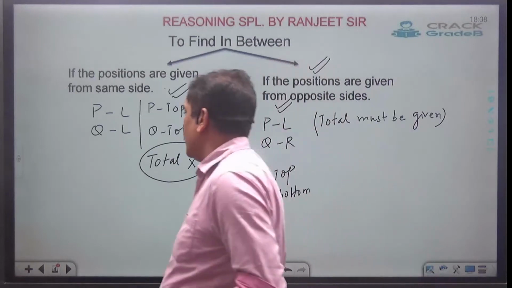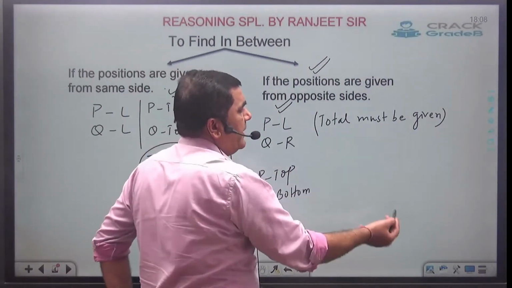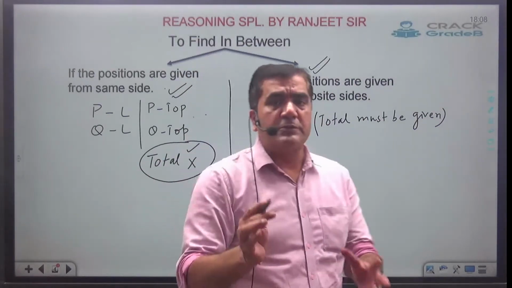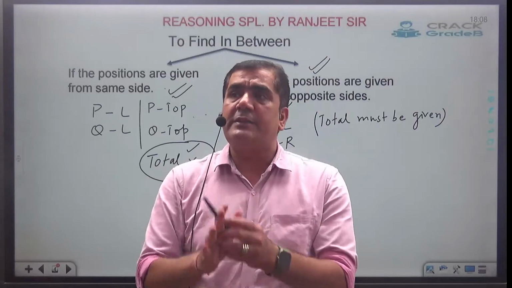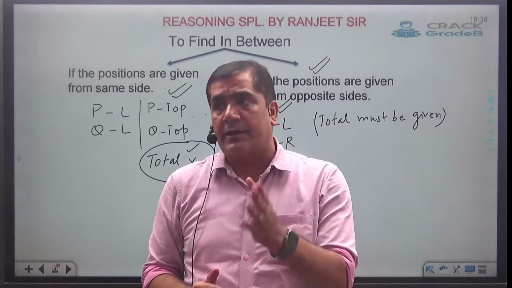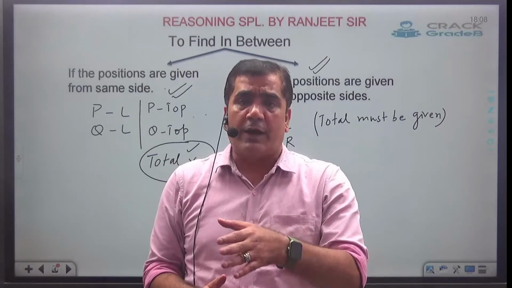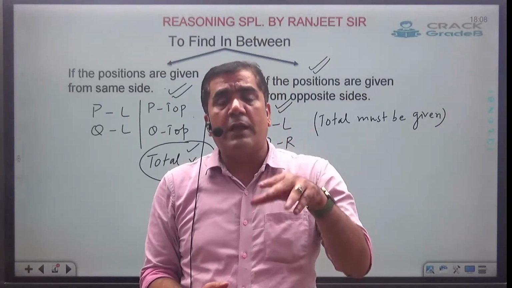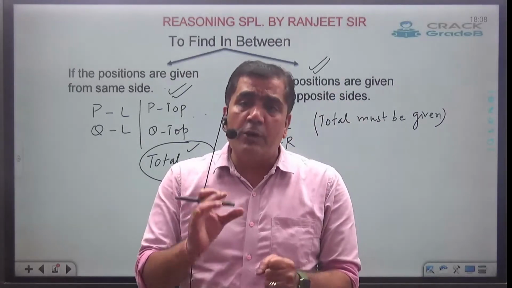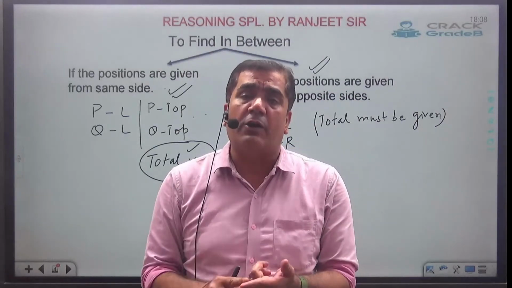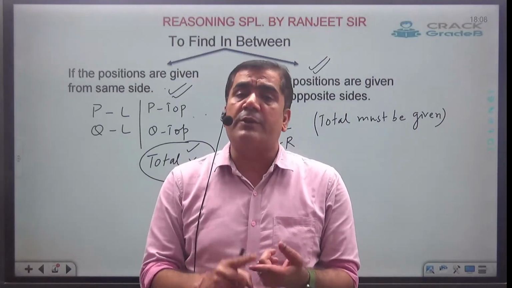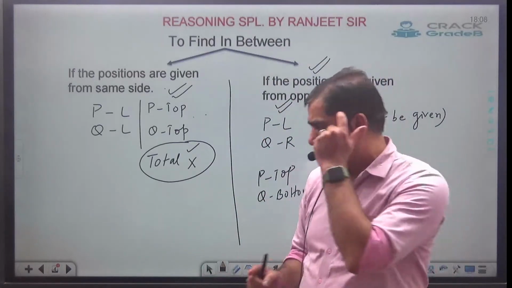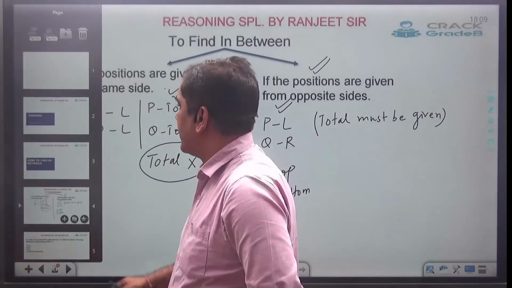Okay. Now, here in this one, total must be given to me. If total is not given, the answer will be data inadequate. Suppose in any problem, the examiner is saying P is 20th from left and Q is 30th from right, and the examiner is going to ask how many students are between P and Q. Since here total number of students is not given to me, I won't be able to find out whether that will be case 1 or case 2. So my answer will be straight away data inadequate. Clear? Okay. Now let's start with this one.